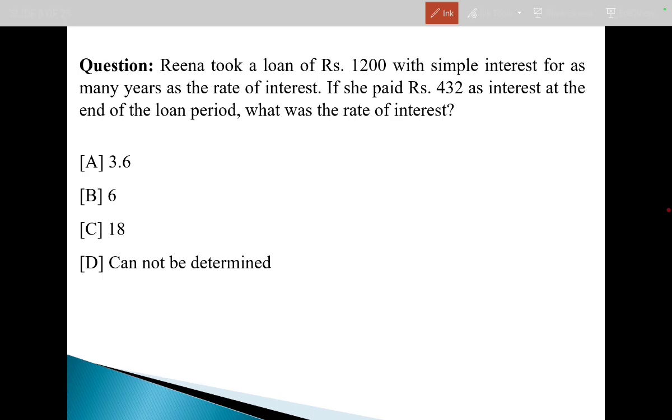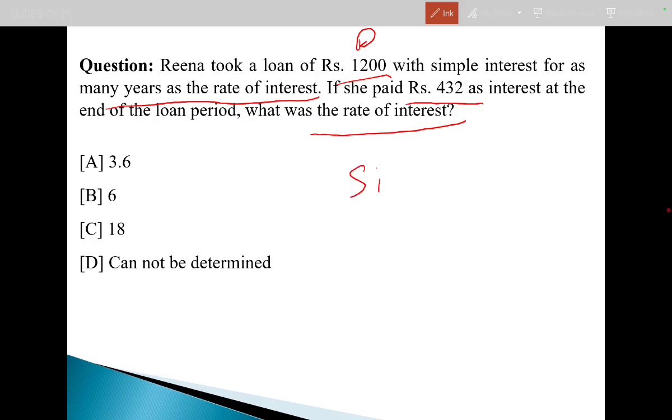Let's say this question says that Reena took a loan of 1200, which means the principal is 1200, with a simple interest where the number of years is the same as the rate of interest. This means if the rate of interest is 10, the years will be 10. If the rate of interest is 2%, the years will be 2, which means the rate of interest and years have the same value. And she paid 432 as interest. Overall interest she has paid is 432, and we have to figure out the rate of interest. Okay, how will we solve this question?